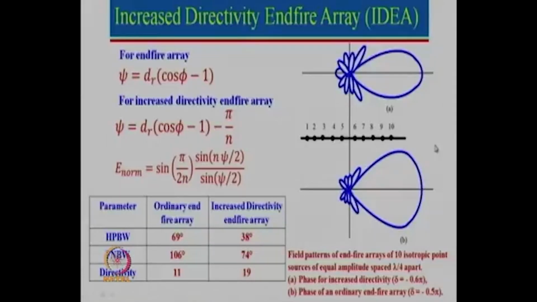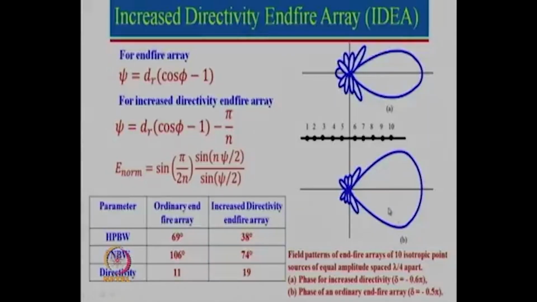So, here we have 10 isotropic elements. In this case, the distance is lambda by 4 between these elements. There are two plots shown over here. This is the plot for the ordinary end fire array, and this is the plot for the increased directivity end fire array, which I have given a nickname, ID. An idea can change life, and here an idea has changed and increased the directivity.